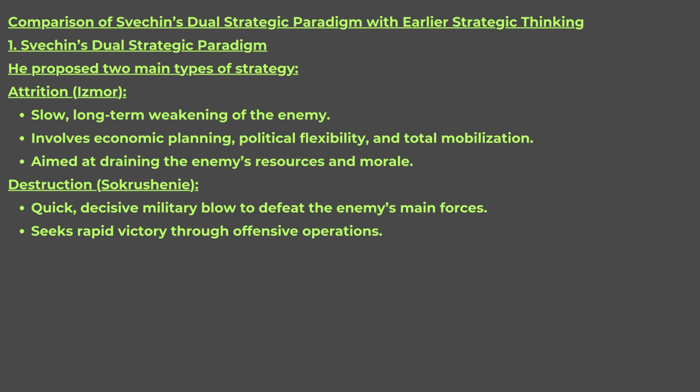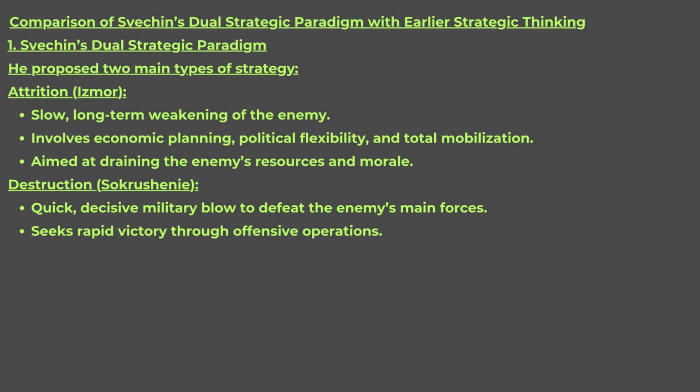Svechin proposed two main types of strategy. Attrition, izmor, focuses on slow, long-term weakening of the enemy. It's not just military, it involves economic planning, political flexibility, and total mobilization. The goal? To drain the enemy's resources and morale over time. Destruction, sokrushenie, seeks a quick, decisive military blow to defeat the enemy's main forces. This is all about rapid victory through offensive operations. So, Svechin's framework gave flexibility, choosing between attrition or destruction based on the situation.